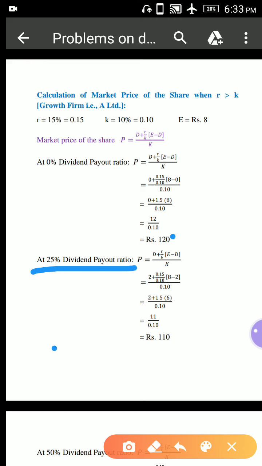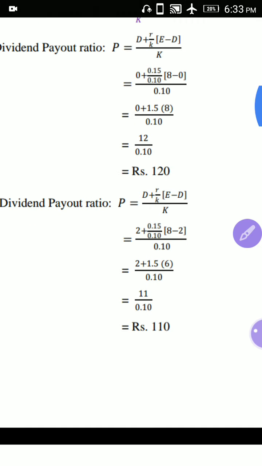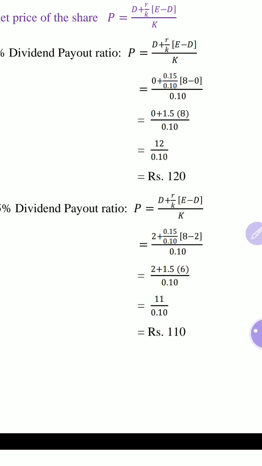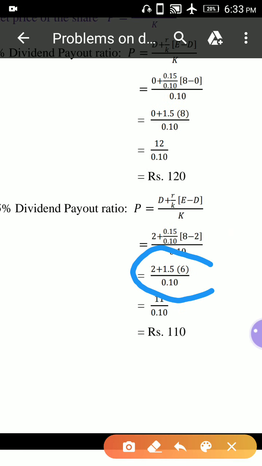Okay, now D 2 rupees plus R 0.15 divided by K 0.10 into E, earnings per share 8, minus dividend D, rupees 2, divided by 0.10. So 2 plus 0.15 divided by 0.10, that is equals to 1.5 into 6. See here, listen carefully. Now in this part, how to make the calculation: here 2 plus 1.5 into 6.